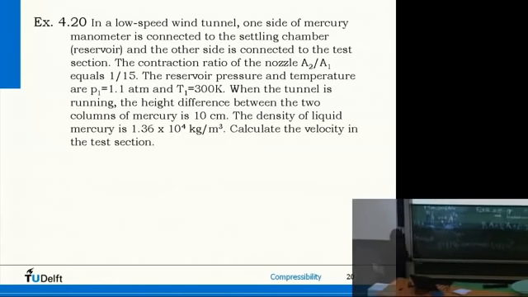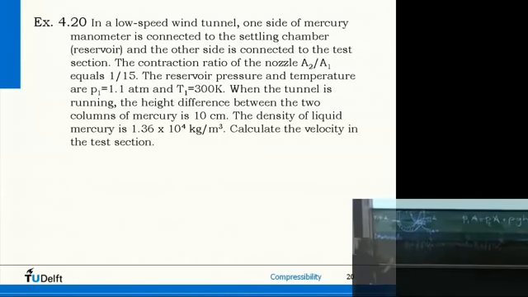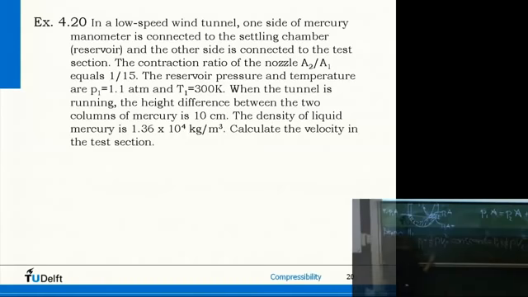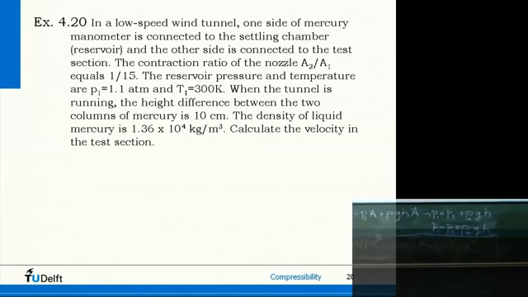So rho from the equation of state, from the settling chamber. Okay, so rho we know, and P1 minus P2 we know through the manometer. So then we still have one equation with two unknowns, V1 and V2.